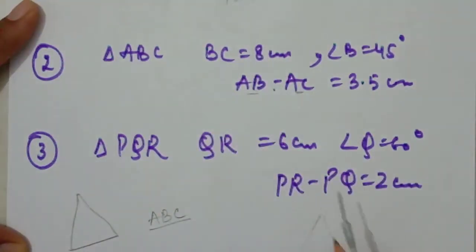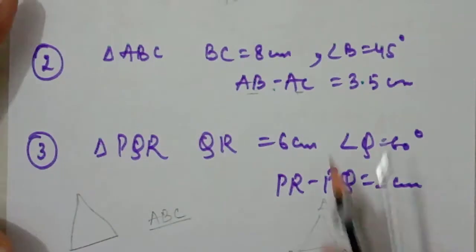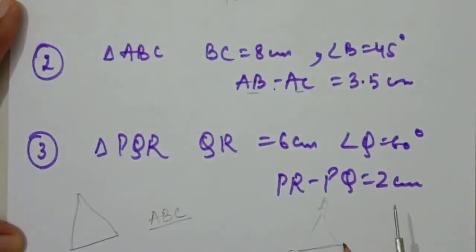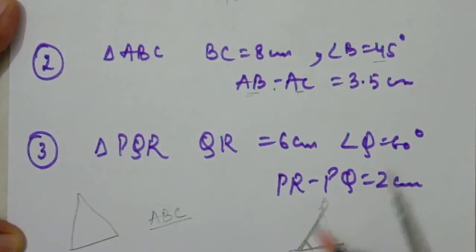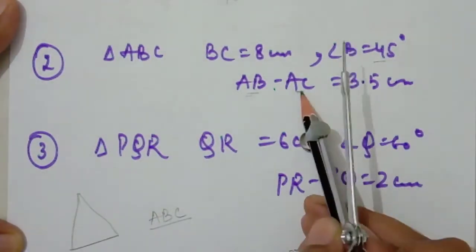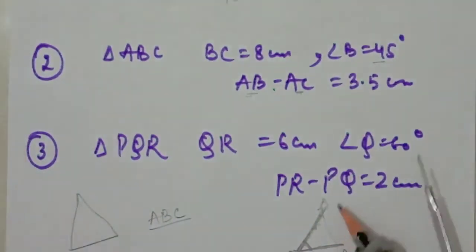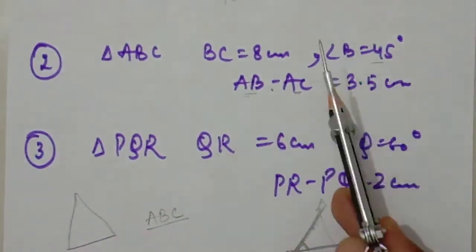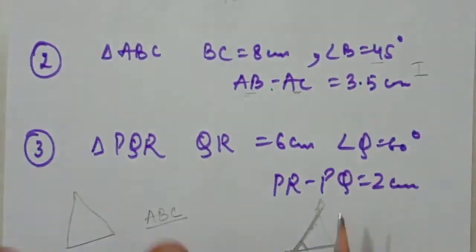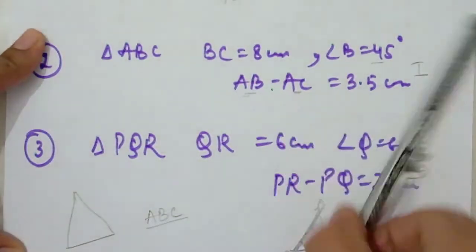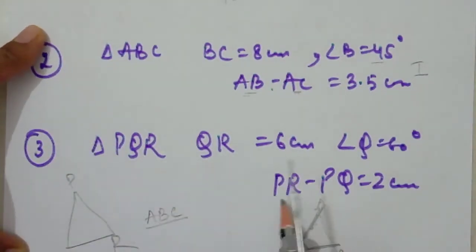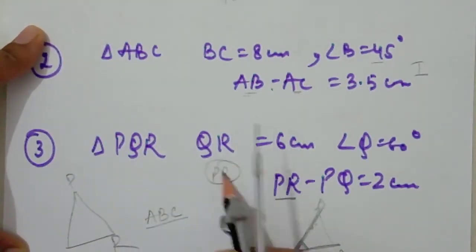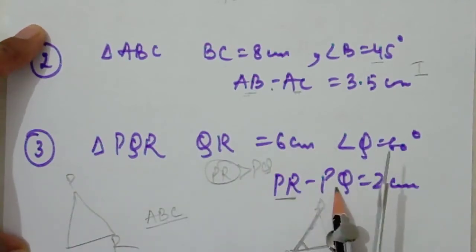So if we draw a triangle ABC according to this condition, we need BC, we need angle B, because AB is greater than AC. So first of all we have to draw AB, we can't draw AC first, we have to draw AB because the difference is there. So this question is based on the first type, correct? And now if we take the second question PQR, according to the situation, PR is greater than PQ, because PR minus PQ is given.